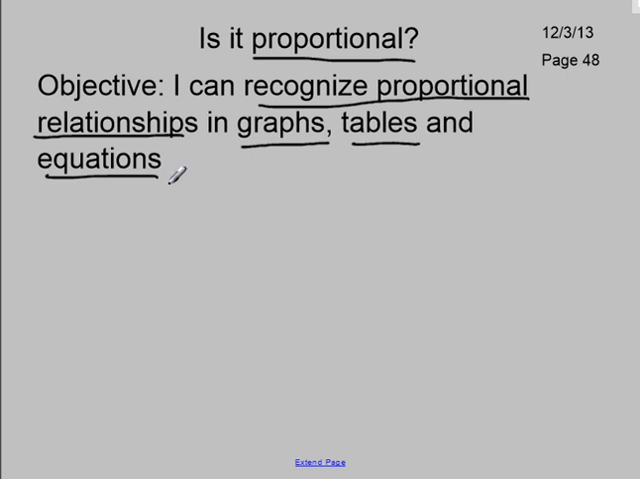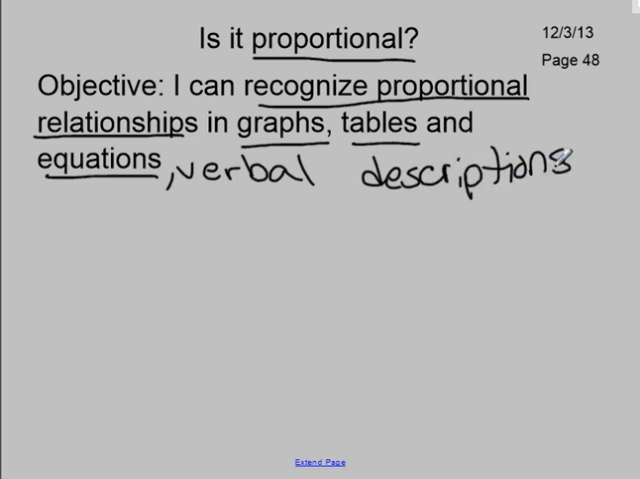equation. And I should also add, or a verbal description. A verbal description is just words. So when you have a word problem, you should be able to tell right away from that word problem whether it is proportional or not.